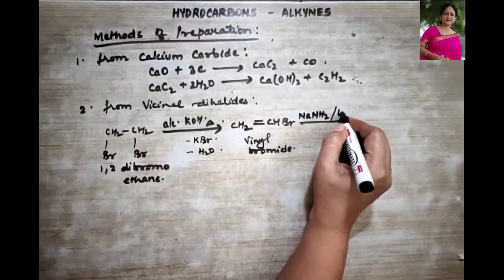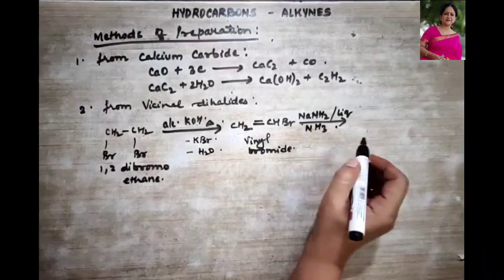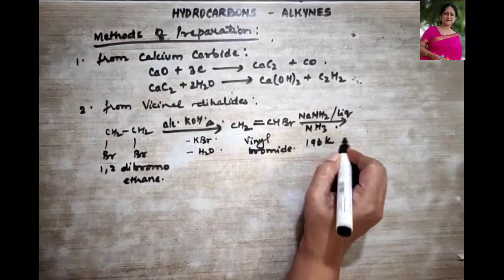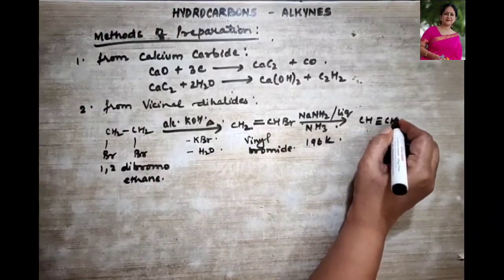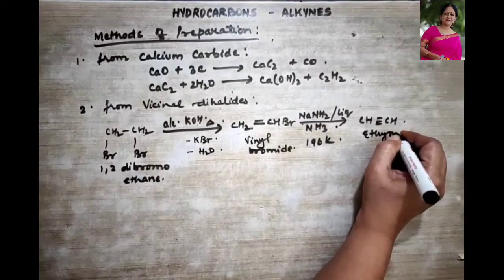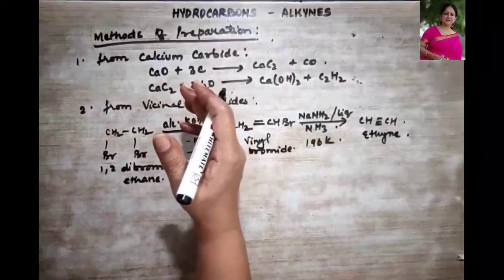Further, when this vinyl bromide is treated with NaNH2, or maybe with liquid NH3, the temperature that could be maintained is 196 Kelvin over here, and then we obtain what? This is called ethyne. Clear?